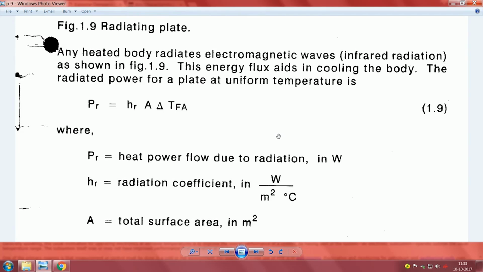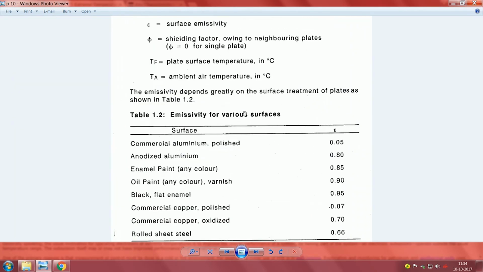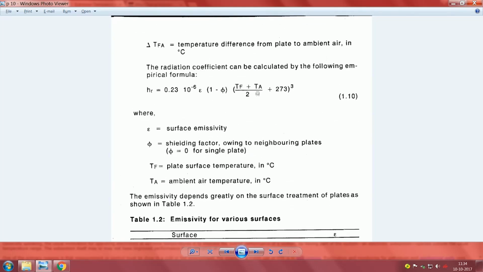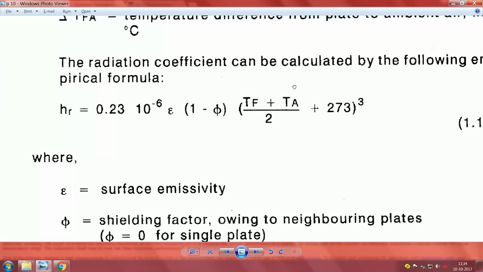For purposes of completing, we have a radiating plate, radiation being shown here. Any heated body radiates electromagnetic waves, which is infrared. This flux aids in cooling the body. The radiated power has been shown here, but again I will take it with a huge amount of temperature difference, radiation coefficient. You have seen there is a small catch in it.